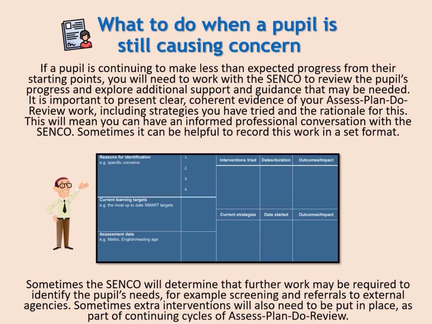What to do when a pupil is still causing concern. If a pupil is continuing to make less than expected progress from their starting points, you will need to work with the SENCO to review the pupil's progress and explore additional support and guidance that may be needed. It is important to present clear, coherent evidence of your Assess, Plan, Do, Review work, including strategies you've tried and the rationale for this. This will mean you can have an informed professional conversation with the SENCO. Sometimes it can be helpful to record this work in a set format.